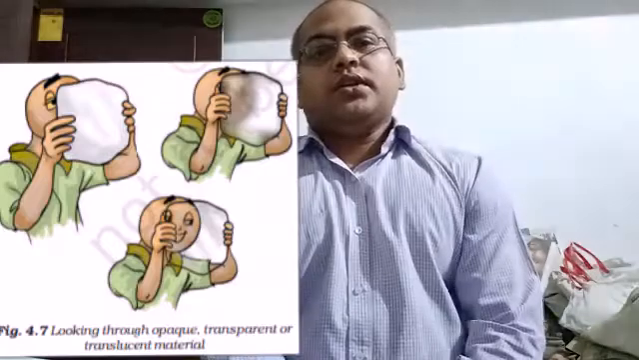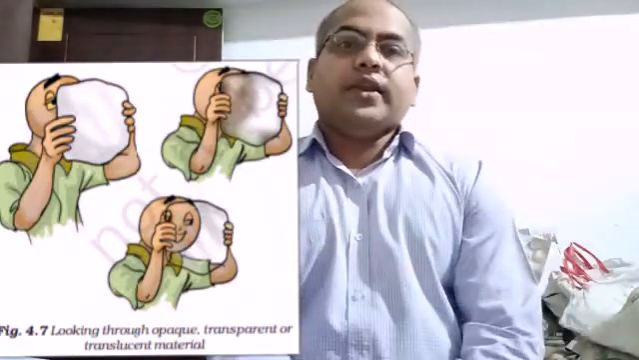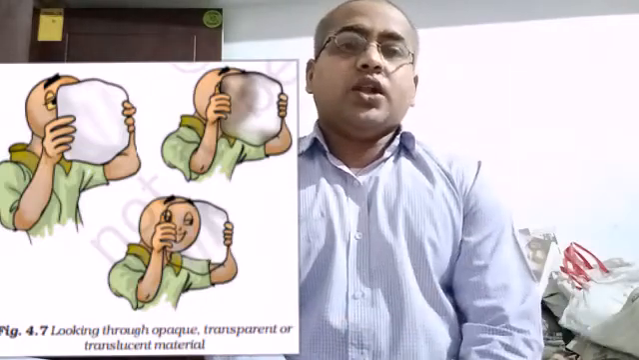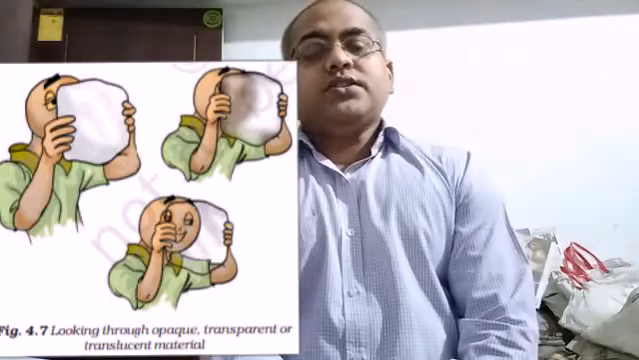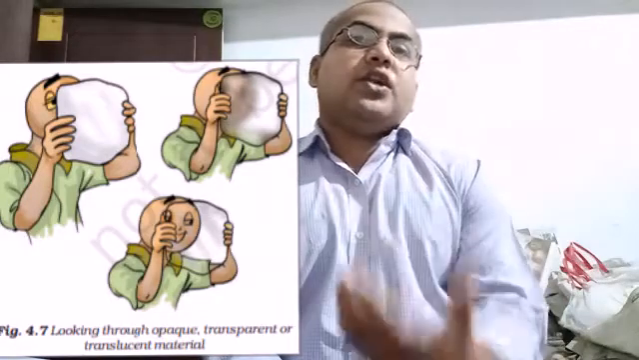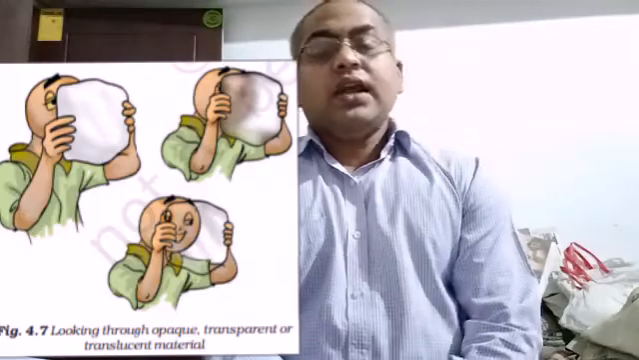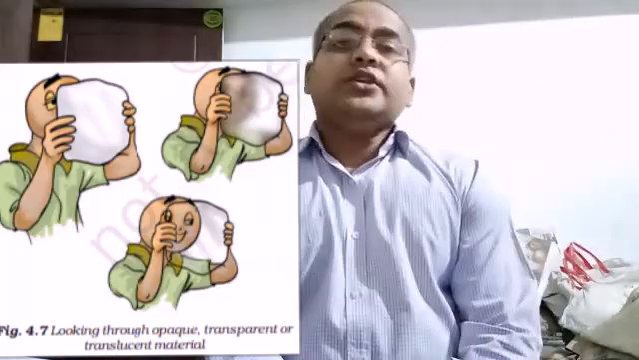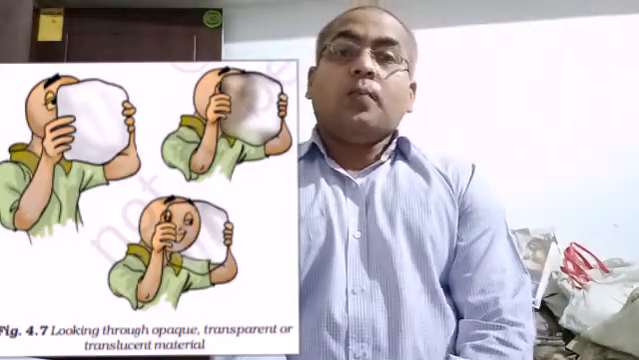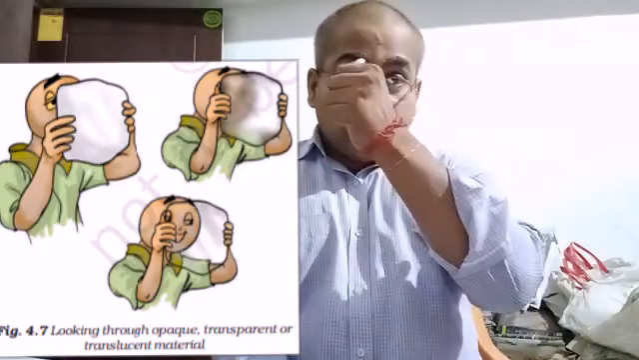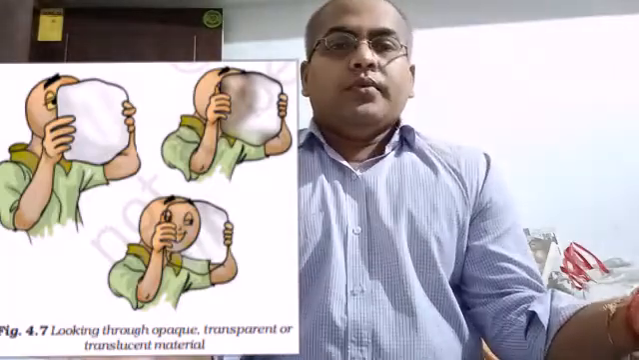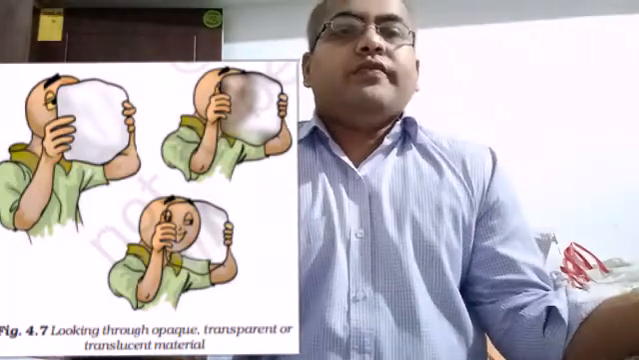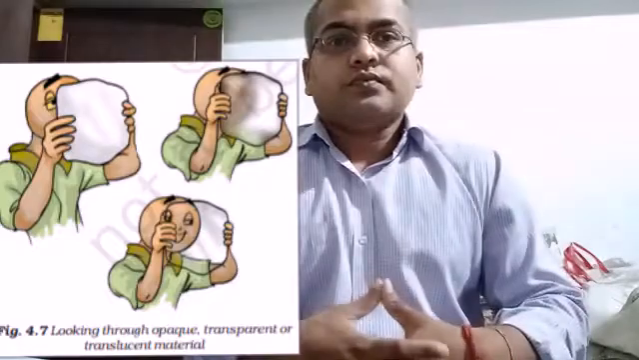Then comes the next set of properties. There are some substances through which light can pass. They are called transparent substances. There are some substances through which light can pass partially. They are called translucent substances. There are some substances through which light cannot pass. They are called opaque substances. So depending on these properties also, we can separate things or materials into different groups.